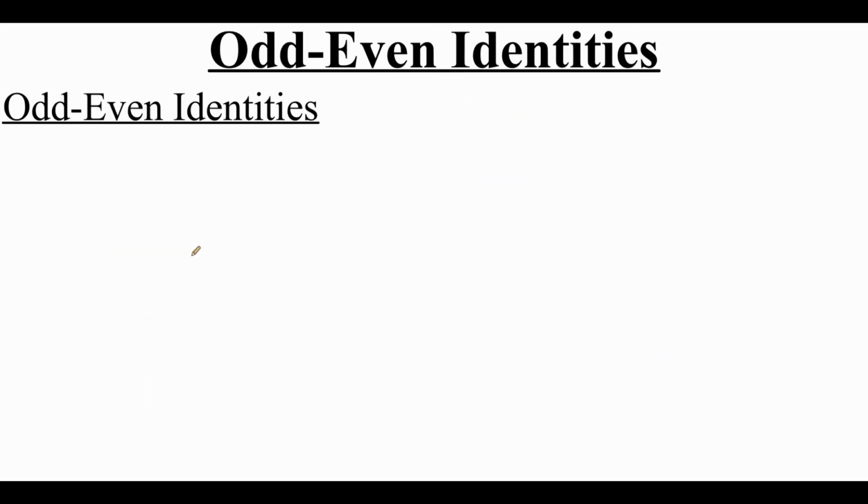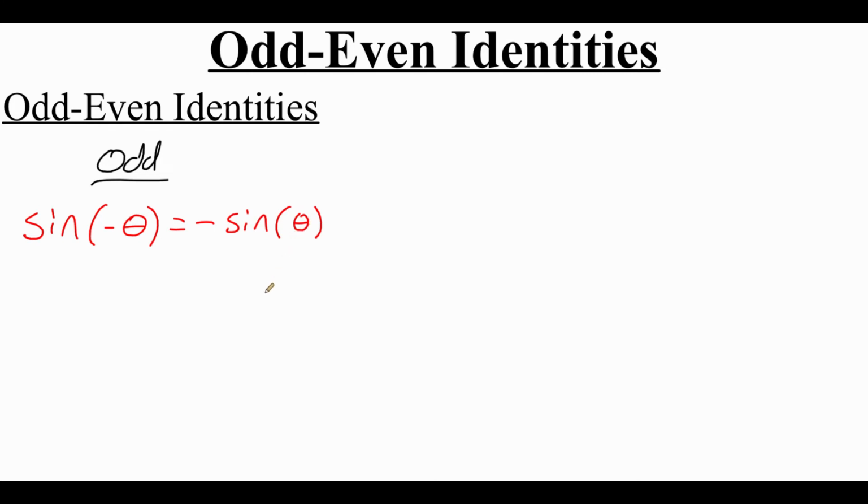Now, as we're talking about these odd and even identities, we're first going to talk about our odd functions. One of the odd functions we said was the sine. Because sine is an odd function, if we wanted to look at the sine of a negative theta angle, what we're allowed to do is pull that negative out in the front and think about it as the opposite of the sine of theta.